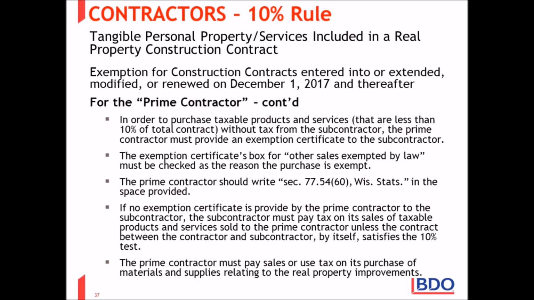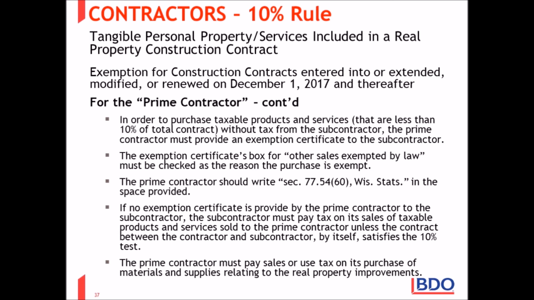There's an "other sales exempted by law." That must be checked as the reason the purchase is exempt. And then you check that box, and within that there's a blank line there. You would write section 77.54(60) Wisconsin statutes in the space provided.